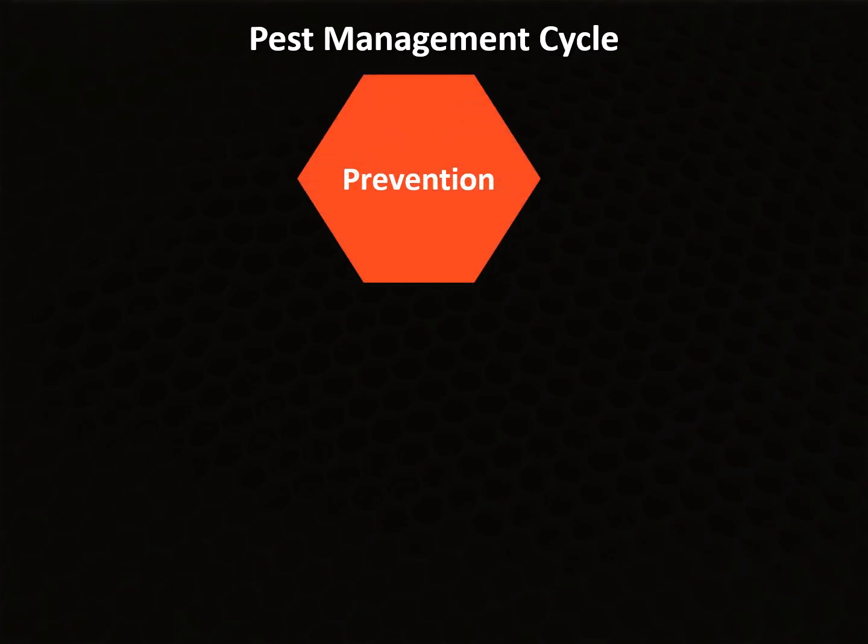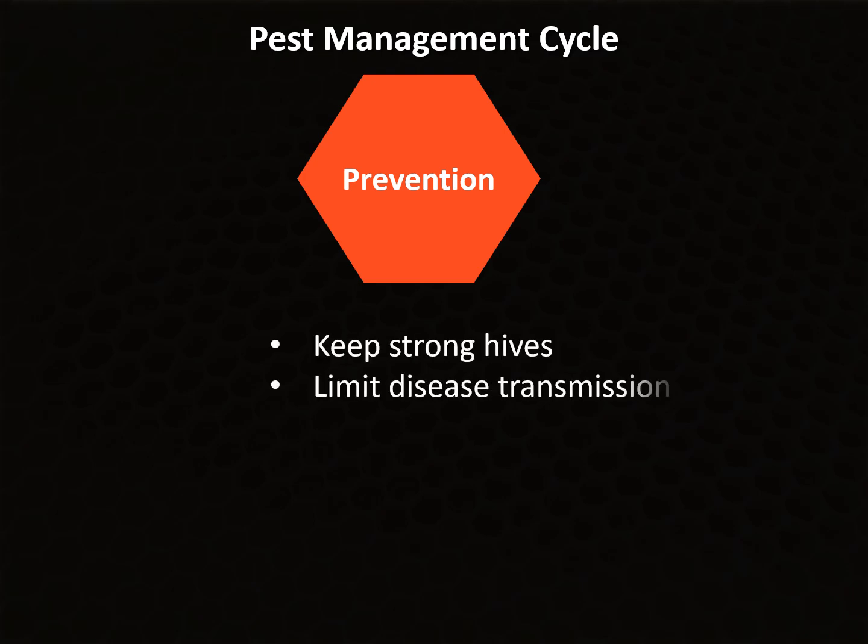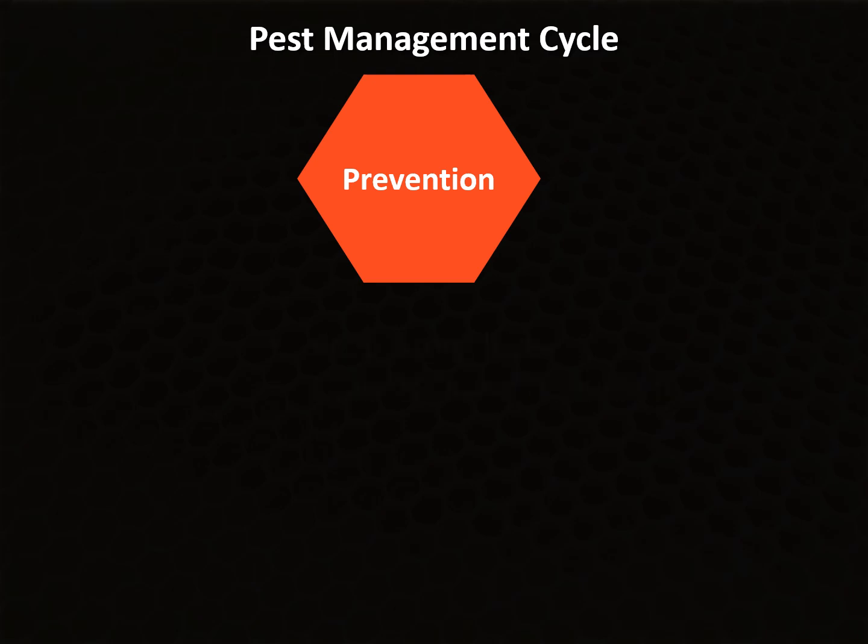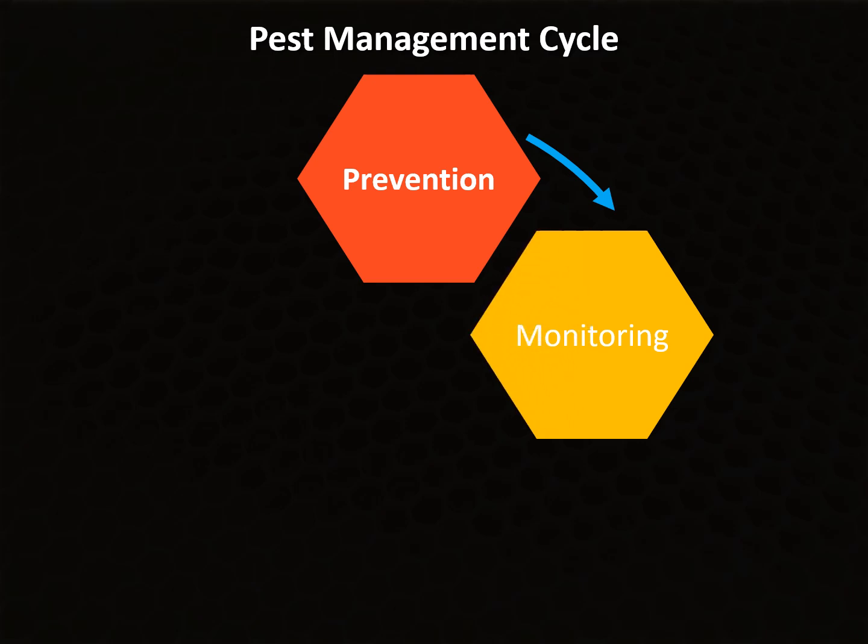So we just looked at prevention as a part of the first part of the cycle. So you want to keep strong colonies and limit disease transmission. Next part of the cycle is that you're going to do monitoring. So you're going to do testing, you're going to do observations, and you're going to keep really good notes.